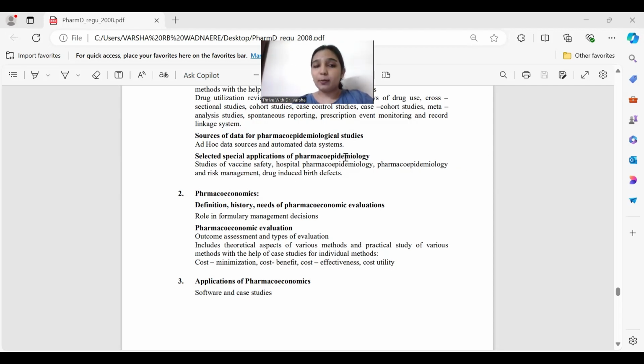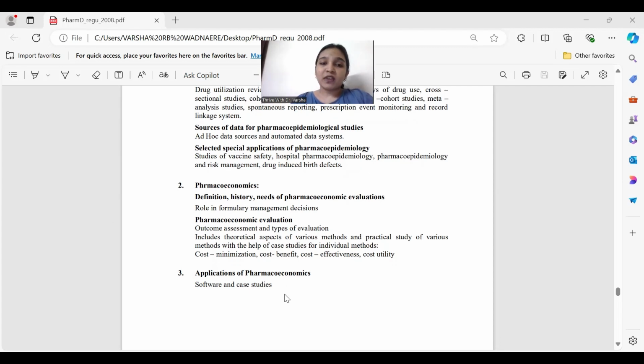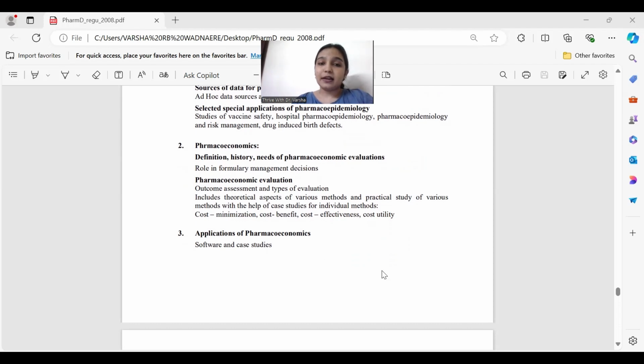Then pharmacoepidemiology and risk management, drug-induced birth defects, so you'll roll into this. Then the second main criterion is pharmacoeconomics. You'll be learning its definition, its history, and the need for pharmacoeconomic evaluations in today's world of healthcare, and its role in formulary management decisions.